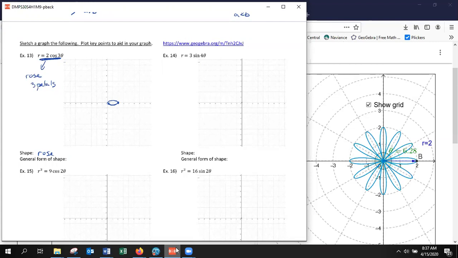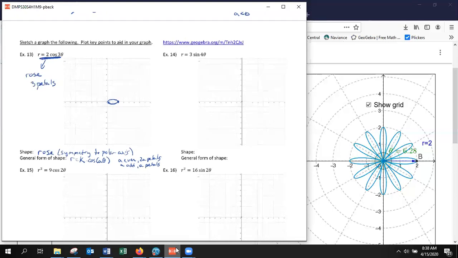So we have a rose, and this is going to be a rose with symmetry to the polar axis. And that symmetry to the polar axis is due to the fact that it's cosine. So that would be r equals some constant times cosine of a theta. Now, if a is even, there are 2a petals. If a is odd, there are just a petals that we see. And that's because you actually see them graphed twice.